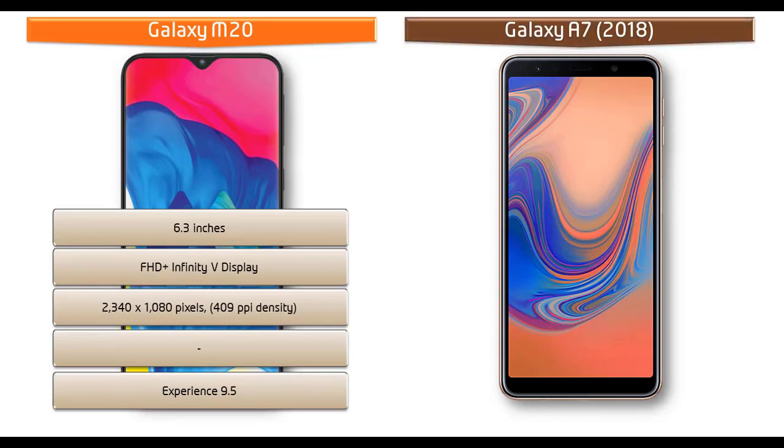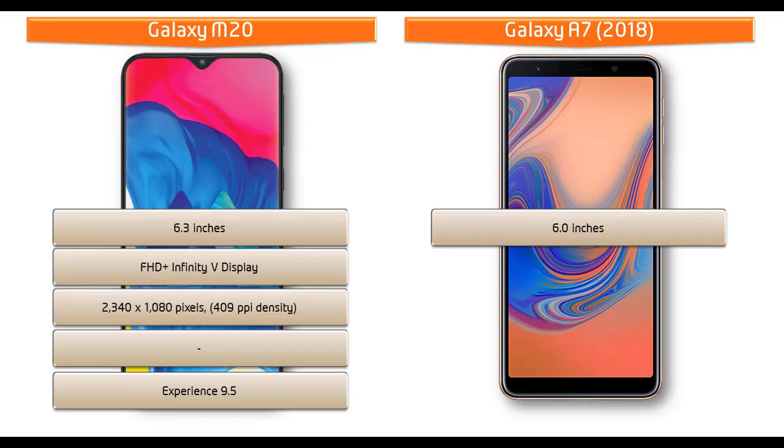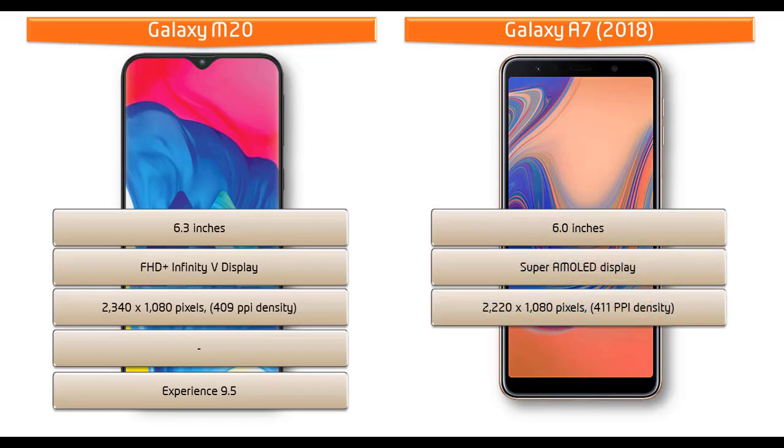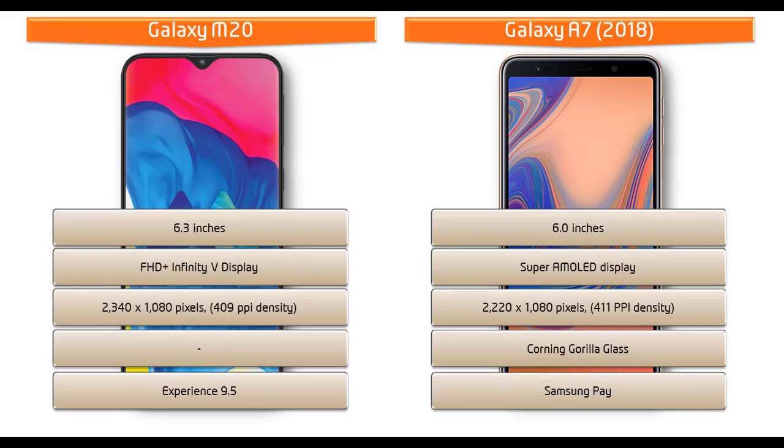Moving on to display, the Samsung Galaxy A7 2018 is a 6.0 inch device. It comes with Super AMOLED display and resolution of 2220 by 1080 pixels with 411 ppi pixel density. Friends, this phone comes with Corning Gorilla Glass screen protection with Samsung Pay feature as well.